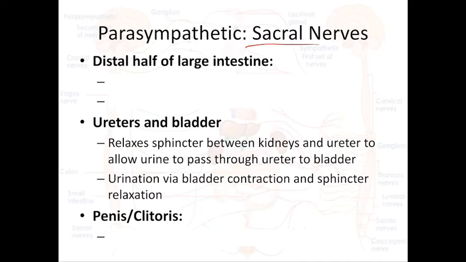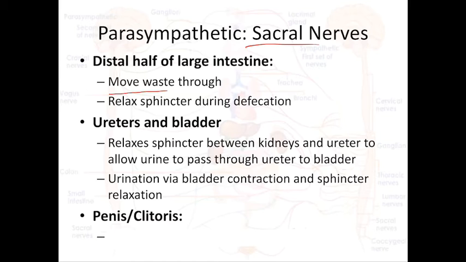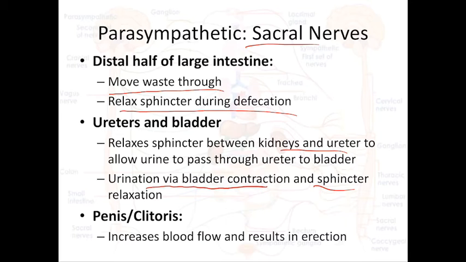Okay, so the distal half of the large intestine is innervated by this. This helps us move waste through. Then this helps us relax the sphincter in our anus to defecate. It also relaxes the sphincter between the kidneys and the ureter. Ureters are little tubes that take urine from the kidneys to the bladder. It also allows for urination via contraction of the bladder that literally squeezes the urine out, and relaxes the sphincter to allow the urine out. In the penis and the clitoris, in males and females respectively, it increases blood flow, which results in erection.